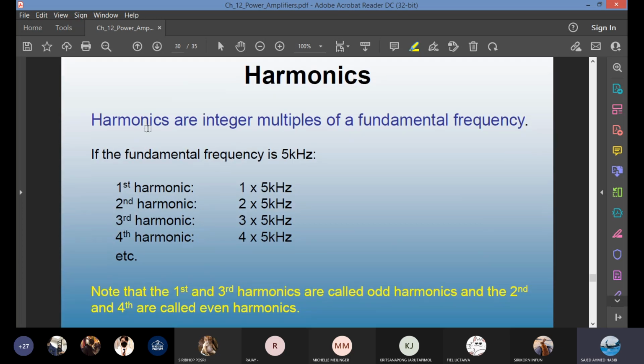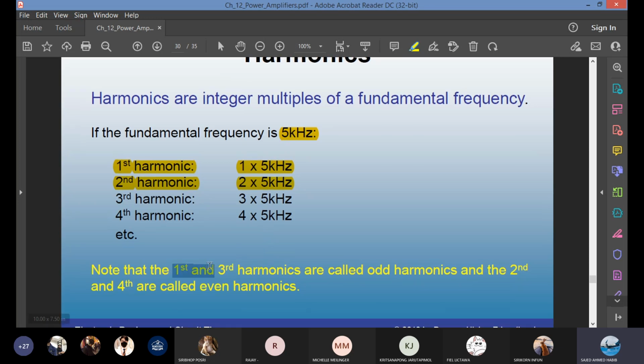This is the explanation of harmonics on slide 30. Let's say you have 5 kilohertz fundamental frequency. The first harmonic, I don't think we should call it the first harmonic. In my opinion, it is your basic frequency. So the basic is 5 kilohertz. The second harmonic frequency is 10, 2 times 5, third is 15, fourth is 20, and so on. The first, third, fifth, seventh, ninth will be called the odd harmonics because those are multiples of odd numbers. Second, fourth, sixth, 8, 10, 12, etc. will be called even harmonics.